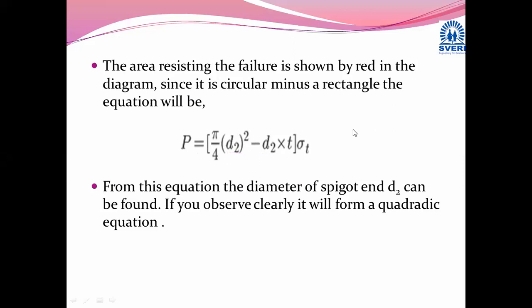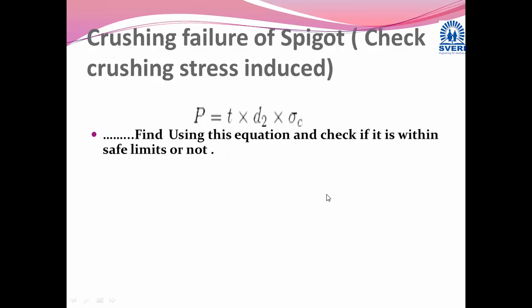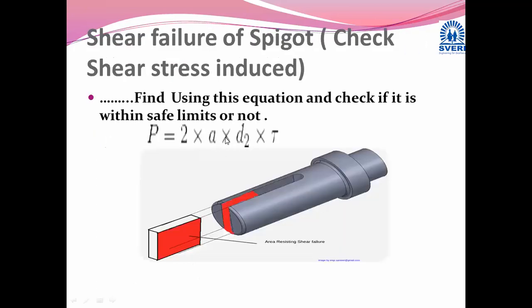Might be in some cases, if the shear stress is the major thing, then we have to again use different values for the D2 and A. Okay, at this stage also. Got it? Any question?